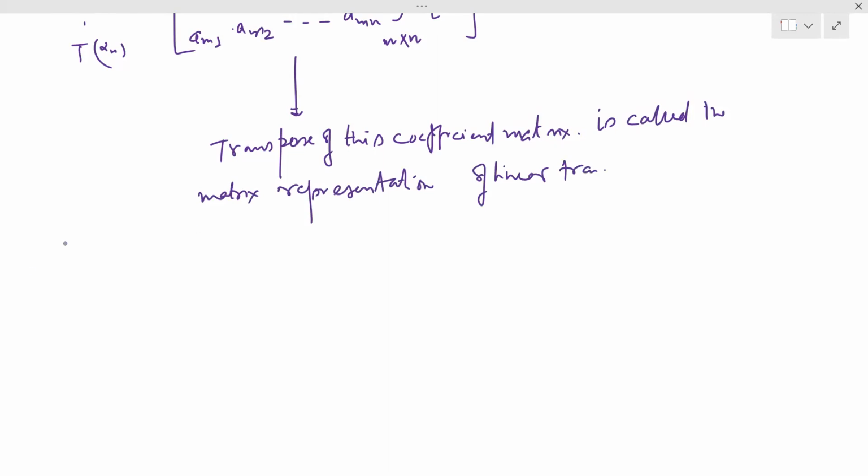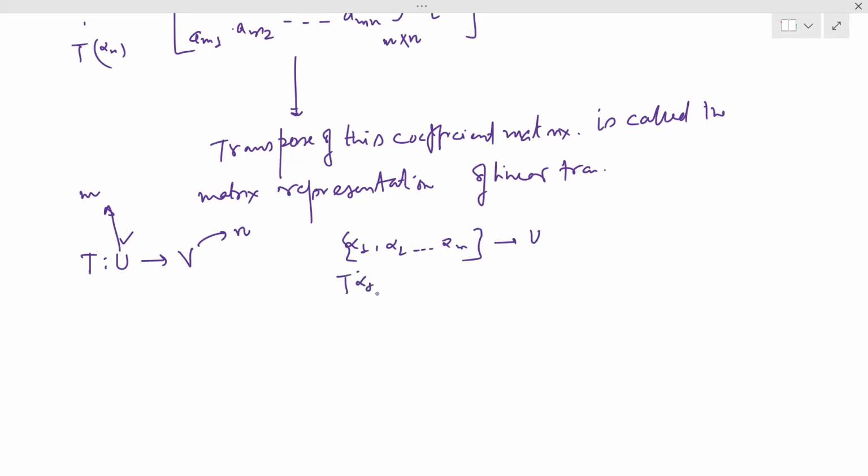So what you need to remember: if you are defining a linear transformation from U to V, where U is a vector space of dimension m and V is a vector space of dimension n, then clearly, let's say alpha 1, alpha 2, dash, dash, dash, alpha m form the basis in U.